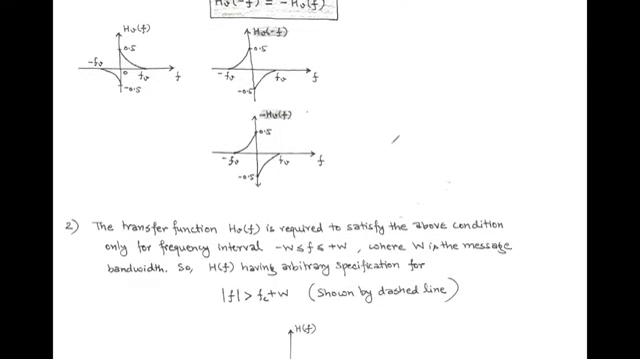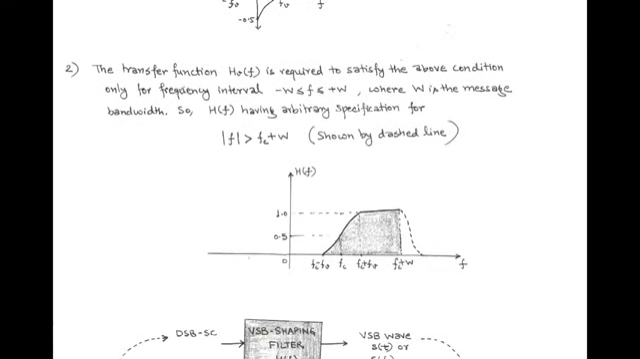The second point is that the transfer function HV(f) is required to satisfy the odd symmetry property as shown above only for the frequency interval between minus W to W, where W is the message bandwidth. So the transfer function of the sideband shaping filter, that is H(f), has some arbitrary specifications for frequencies greater than fc plus W. That is shown by a dash line.